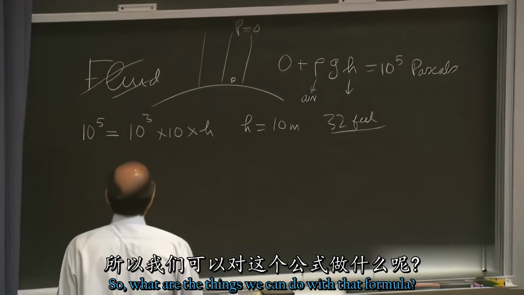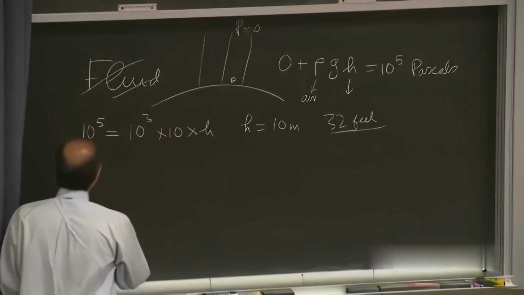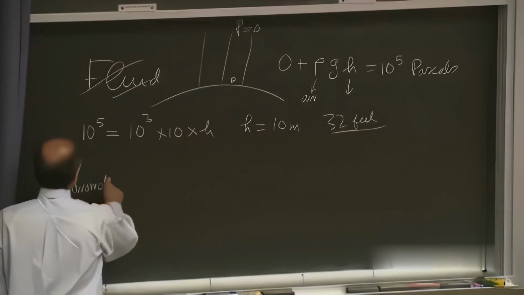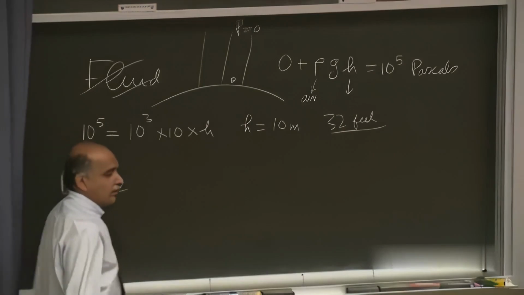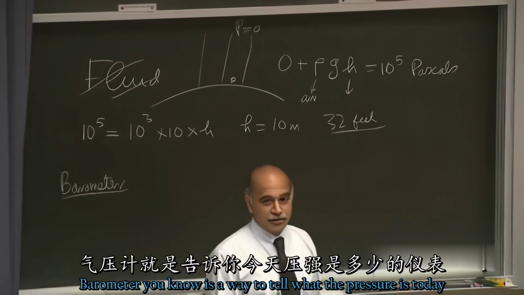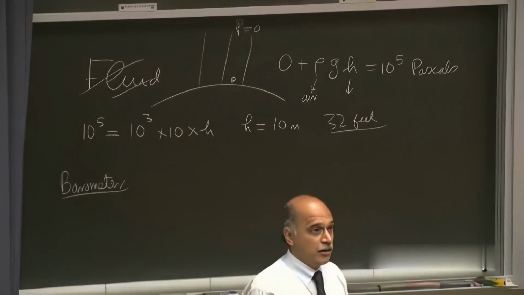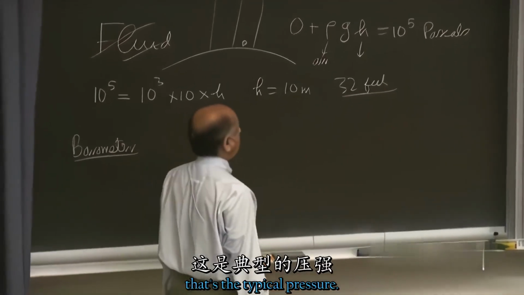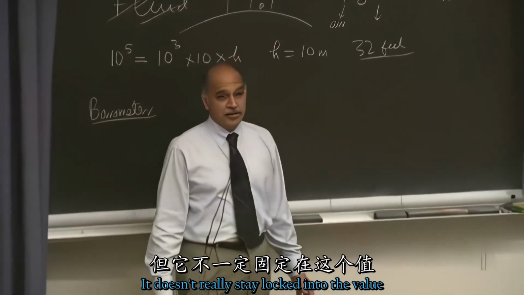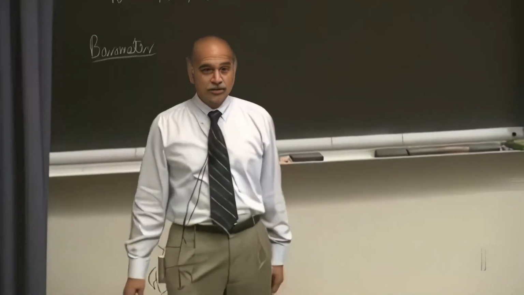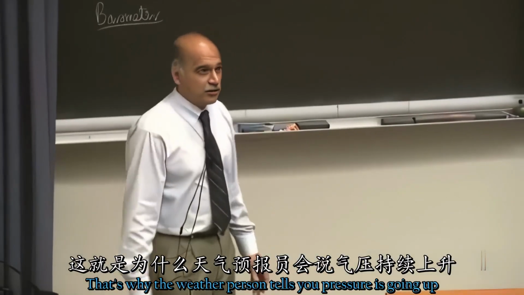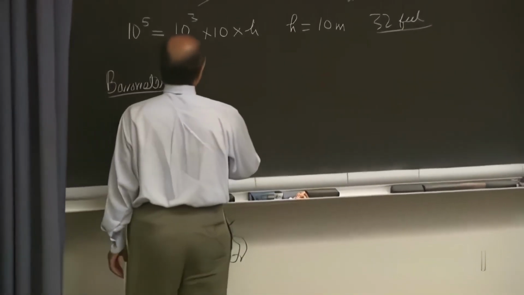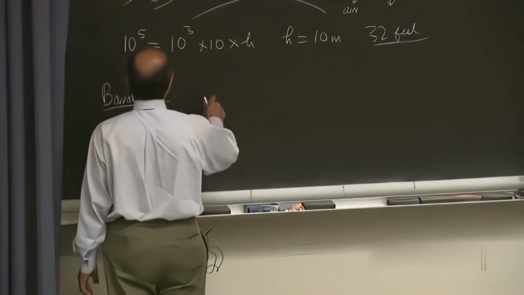So what are the things we can do with that formula? First thing you can do is build yourself a barometer. A barometer, you know, is a way to tell what the pressure is today. Now, the atmospheric pressure, when I said it's 10 to the 5, that's a typical pressure. It doesn't really stay locked in at that value. Each day there are fluctuations. That's why the weather person tells you pressure is going up, pressure is going down. So let's find a way to measure pressure, and here is one way to do that.